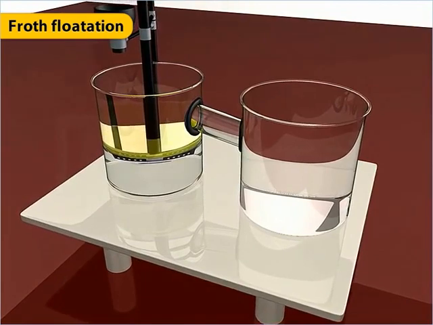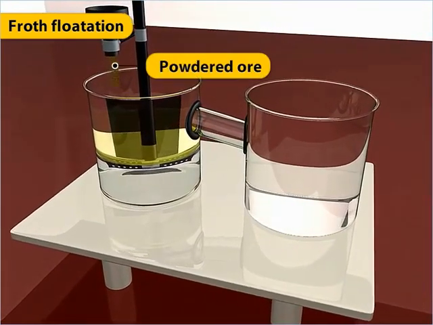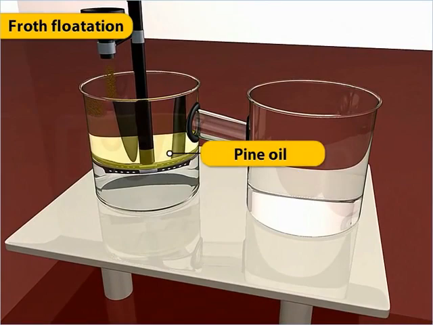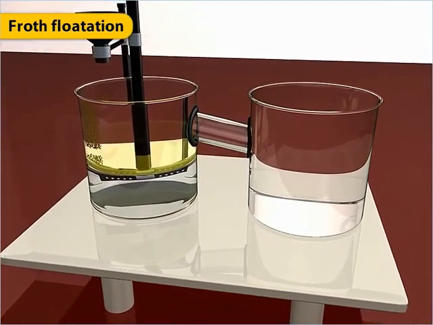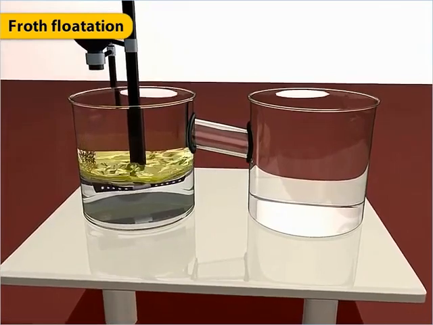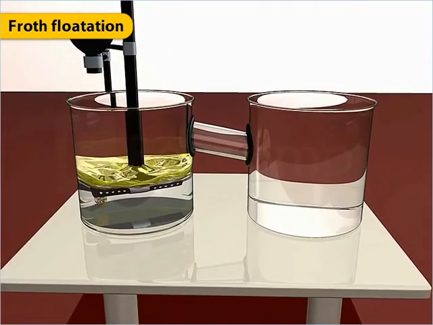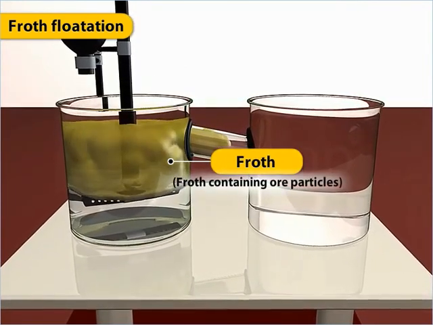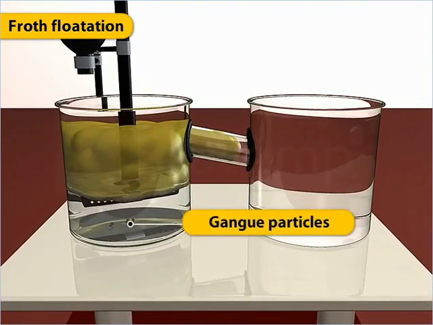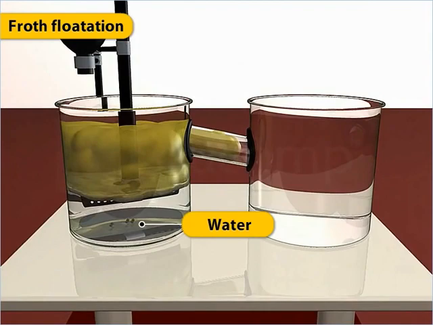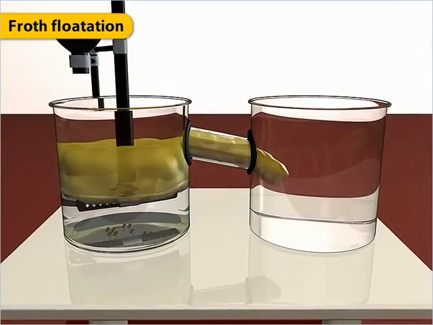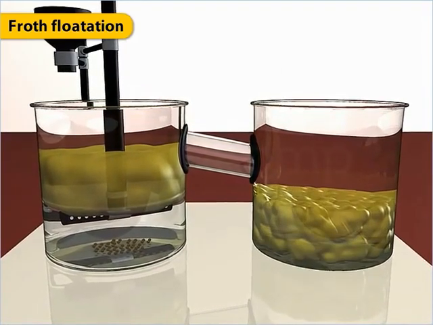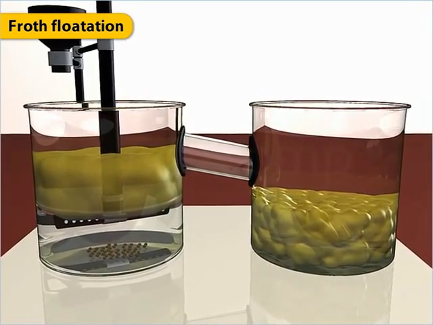In the froth flotation method, the powdered ore is mixed with water and a small amount of pine oil. The resulting mixture is then agitated by blowing compressed air through it. The oil in the mixture forms froth with the air. The froth rises up to the surface containing the ore particles. The gangue particles, on the other hand, settle down in water. Froth is then collected in another container where it is washed and dried to obtain the concentrated ore.